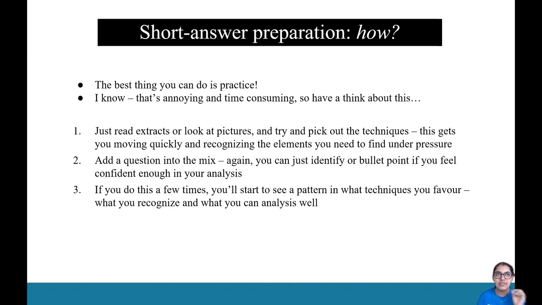Pick out techniques, and even if you just want to look at those images and do a QTEL, pick out techniques, talk about the technique, the effect, and the link. This will get you moving, and just practicing the analysis can be so helpful for next year. Add a question to the mix.